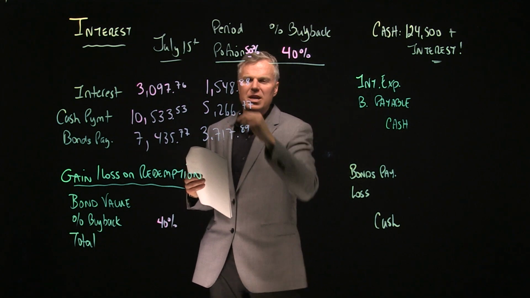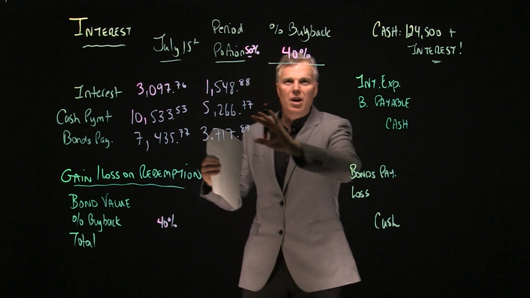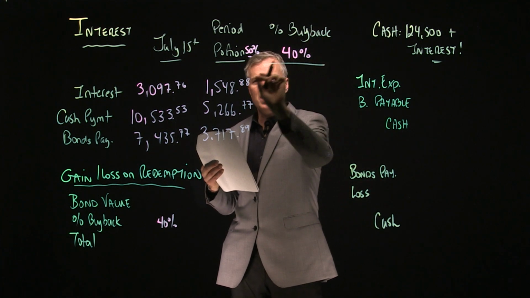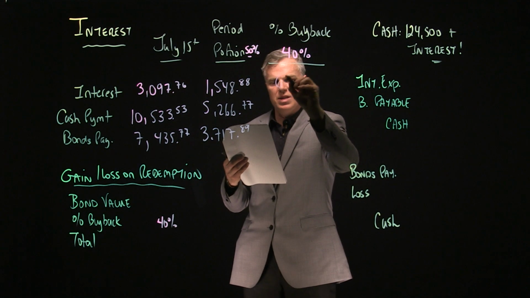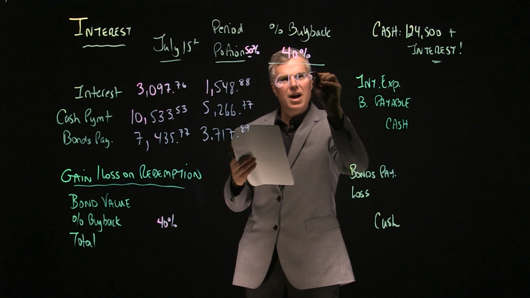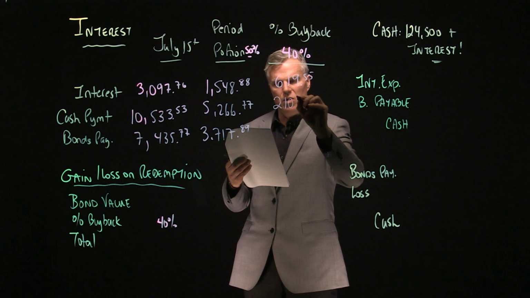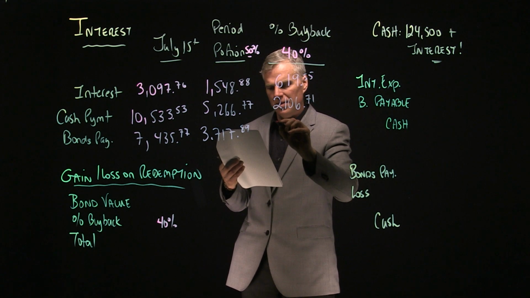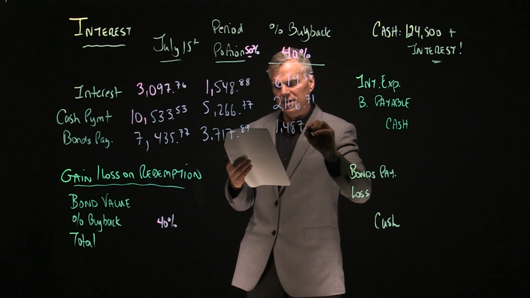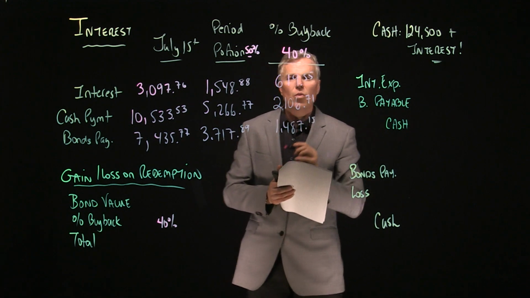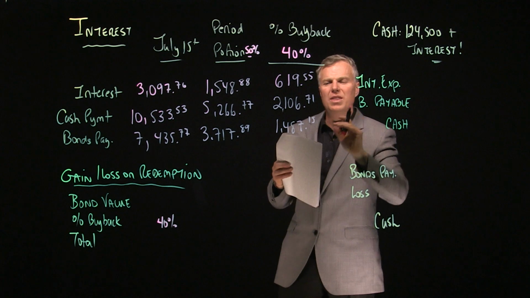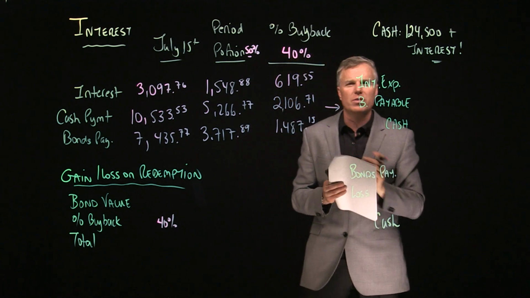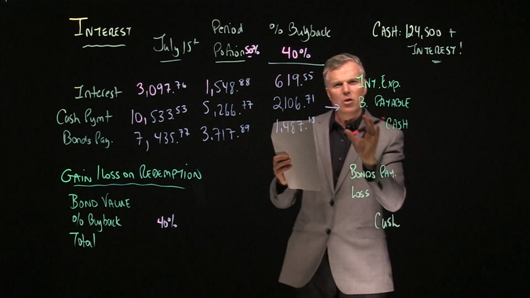So we've done the 50% calculations. The next step, we've got to multiply it by the 40%. 40% times these values: 619.55, 2106.71, and 1487.15. Once we have that information, we can then do our journal entries and just move that information right over here. Now, how can I do that? How do I know that?